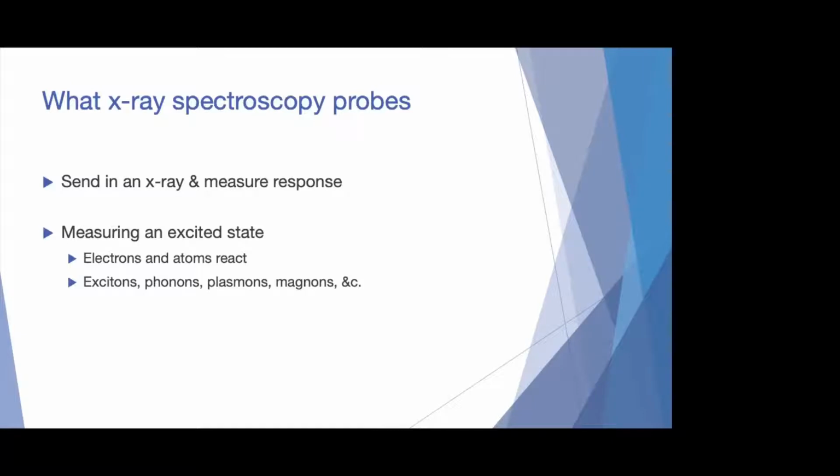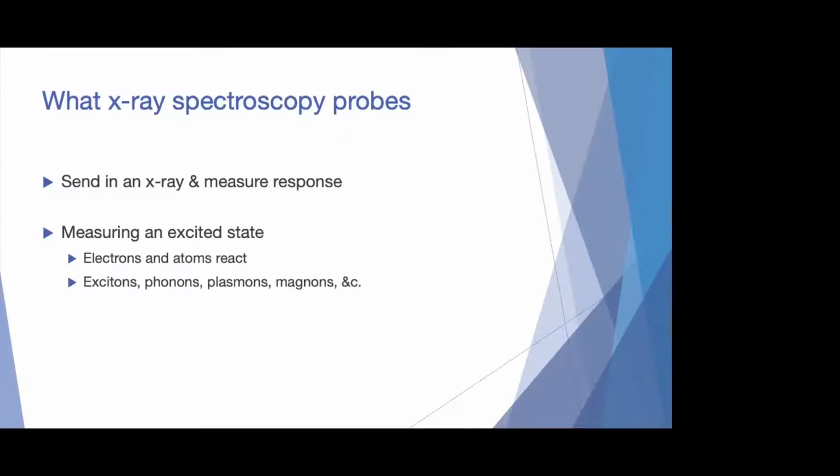We're not measuring the material itself, we're measuring the material's response to an X-ray probe. And both the electrons and the atoms in the system are going to react and change based off of the fact that we've shone X-rays into the system. And we can have a variety of excitations that are caused by this, whether they're electronic excitations, vibrational excitations, or some interplay between the two.